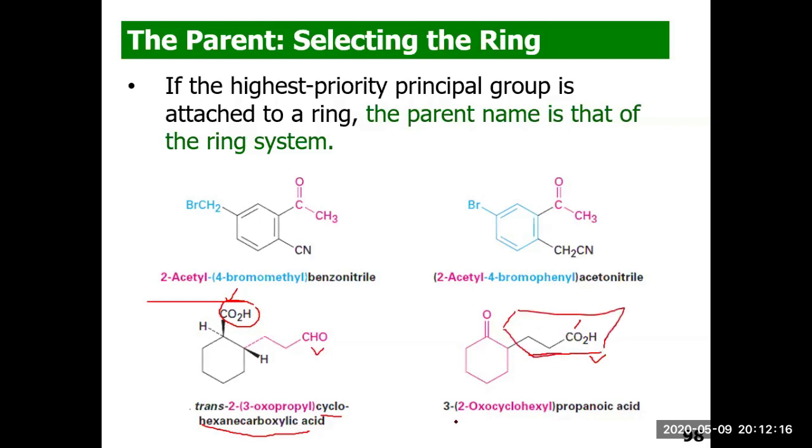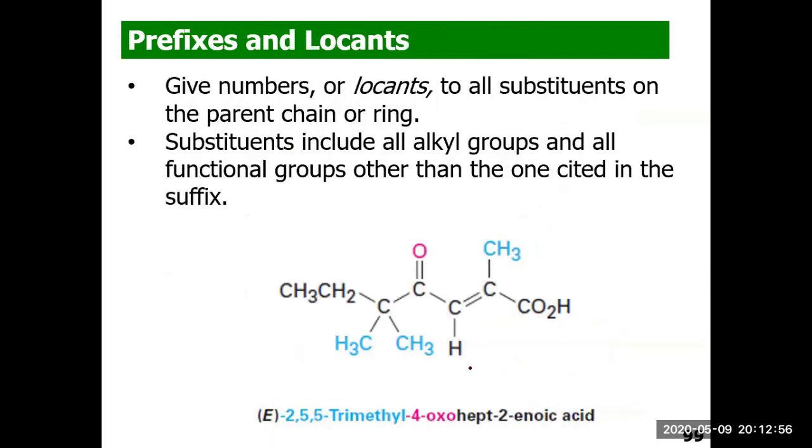So the final name for this one is 3-(2-oxocyclohexyl)propanoic acid. So this will be carbon number 1, this is carbon number 2, carbon number 3. And lastly, let's look at how to give prefixes and locants.